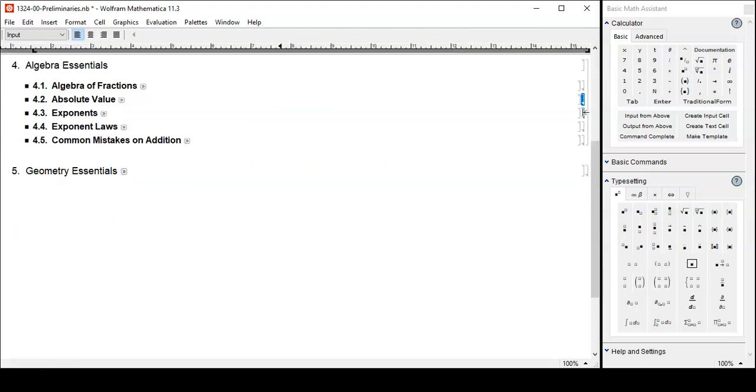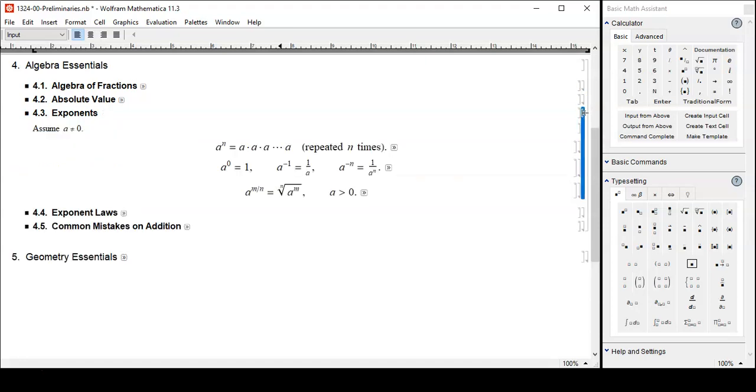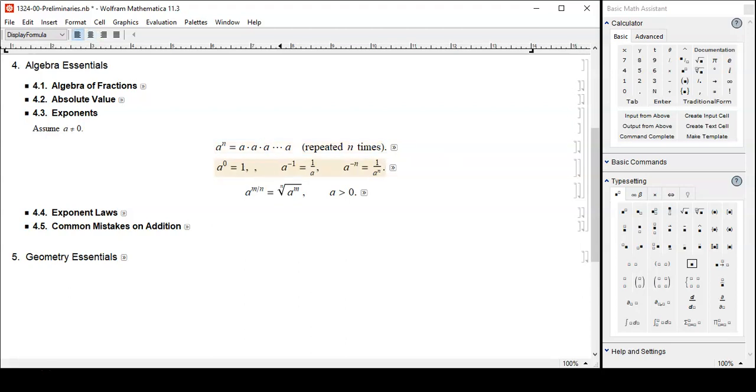Alright, so much for absolute values, and how about exponents? Everybody must be already familiar with all these. Repeated multiplication n times, and then 0 power is 1, first power is itself, negative first power is the reciprocal, and negative nth power is 1 over the nth power, 1 over repeated multiplication. Among these, I see a lot of mistakes here. A to the 0 power is 1, not 0, it's 1. I see that mistake a lot.